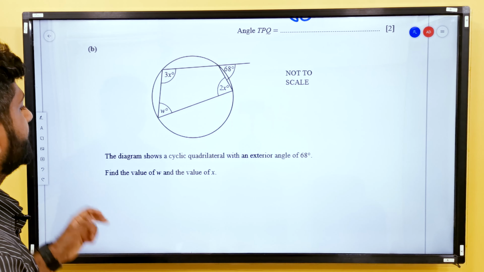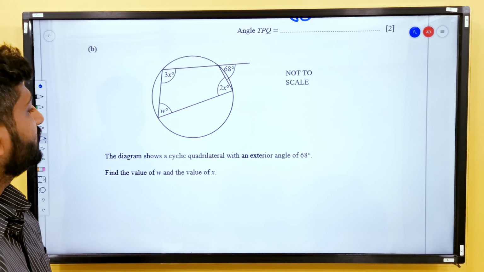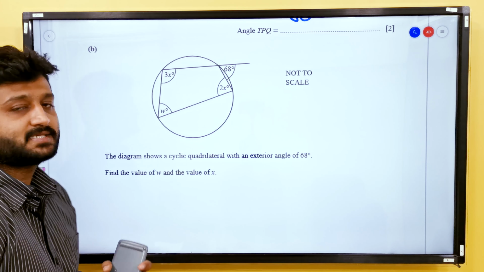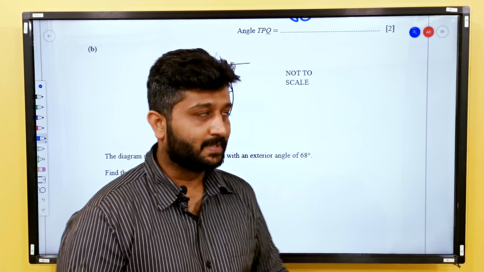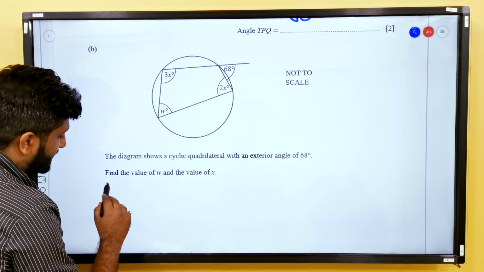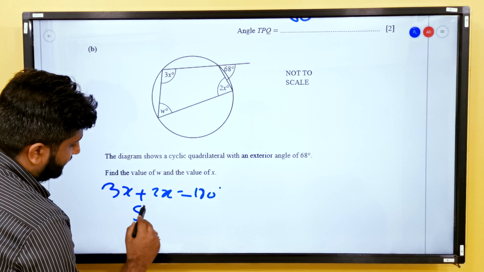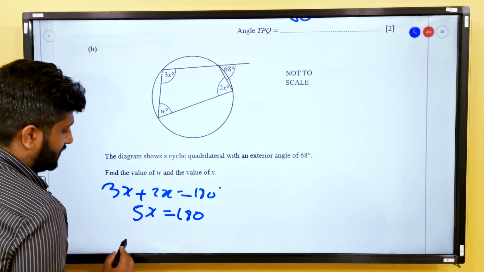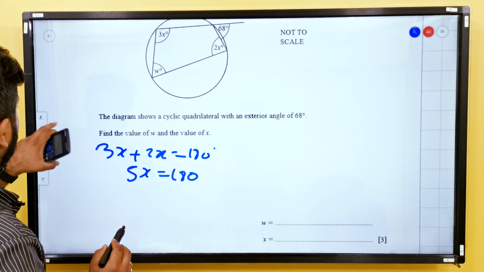Let's move on to the next part. The diagram shows a cyclic quadrilateral with an exterior angle of 68 degree. Find the value of w and x. See, this is a cyclic quadrilateral, so opposite angles add up to 180. So I can find out x easily. 3x plus 2x equals 180. Therefore 5x is equal to 180, and my x is going to be 180 divided by 5, which is 36 degree.